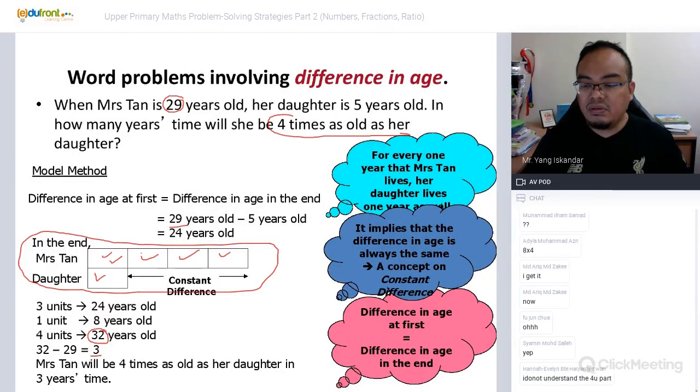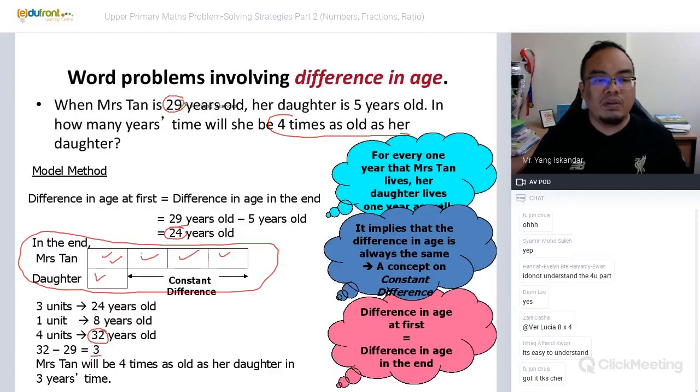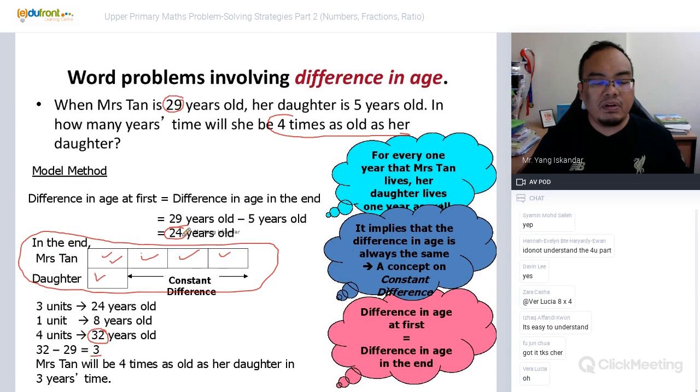Okay, Vera asks, how do you get 32? Very simple, from here. You know, 3 units is 24, right? Because we know that the difference will always be the same. So which is 24. How do we get 24? 29 minus 5 is 24, right?